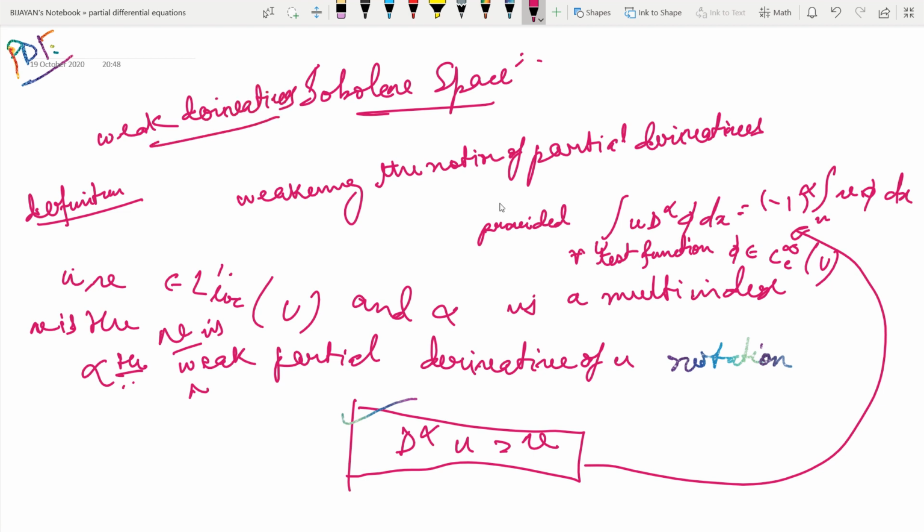If this condition is satisfied for all the test functions phi, test function as in physics we use test charges, but here the test functions are continuous, infinitely differentiable functions, then v, the D^alpha u, is called the weak partial derivative of u. Notation.